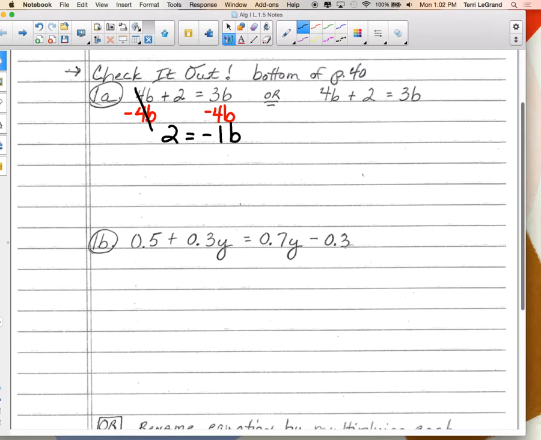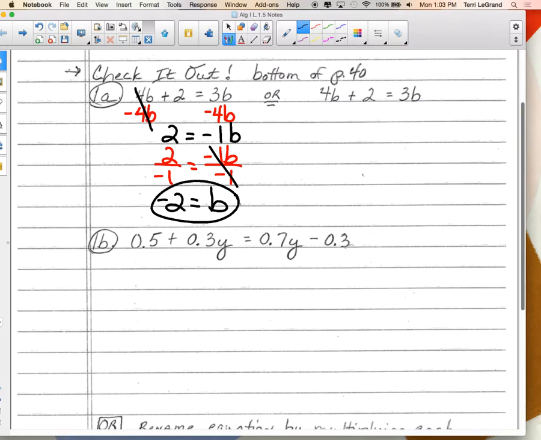So now what would we do? Is it ready to say done? Okay, what are we going to do then? B is being multiplied by negative 1, so we need to divide both sides by negative 1. 2 divided by negative 1, class, is negative 2. And over here we have b. Our solution is b is equal to negative 2.